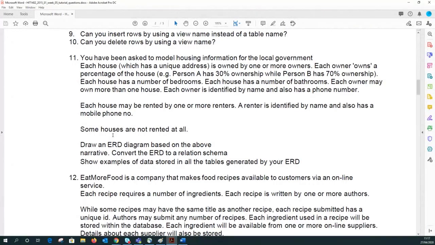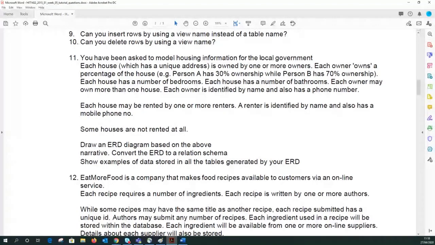Now, how to start? Remember, I have given you around 9 steps. The first thing, when you have this kind of problem, is to highlight the important things or the objects. These are the things we need to capture. They are talking about the housing info. This is the model we wanted to build for the local government, our council.